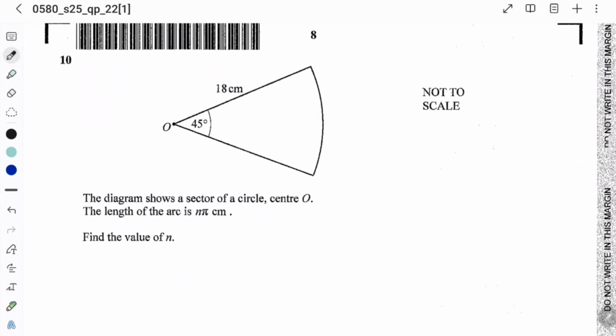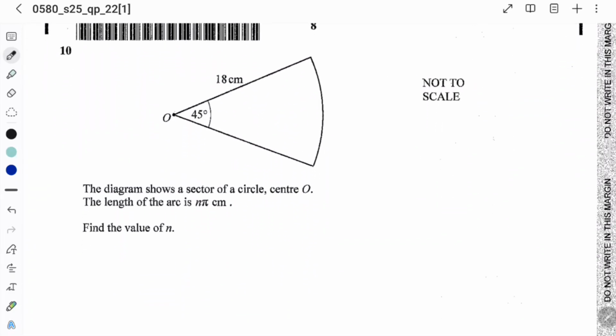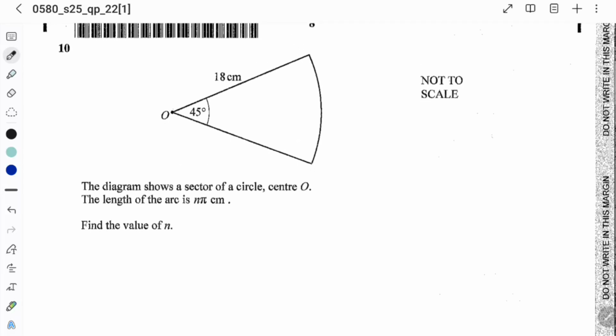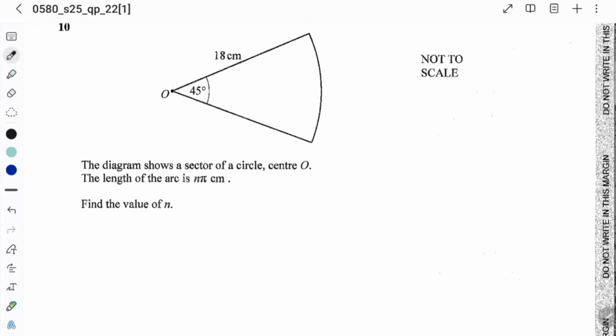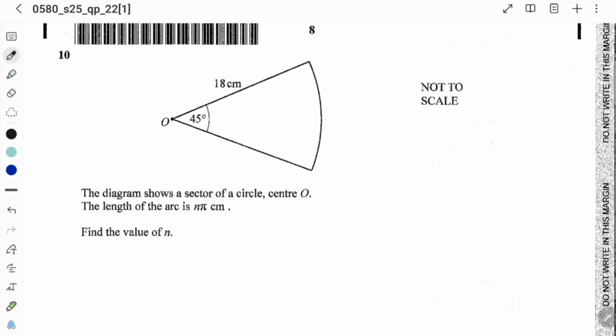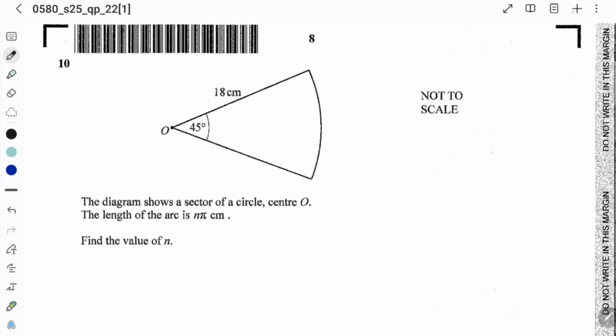All right, now question number 10. We can see a sector, 45 degrees is the angle and 18 centimeters is the radius. The diagram shows a sector of a circle with center O. The length of the arc is n pi centimeters and the value of n is required. N pi means keep your answer in terms of pi. So the arc length is theta over 360 degrees into 2 pi r. Here theta is equal to 45 degrees and the radius is 18, and we have to keep our answer in terms of pi.